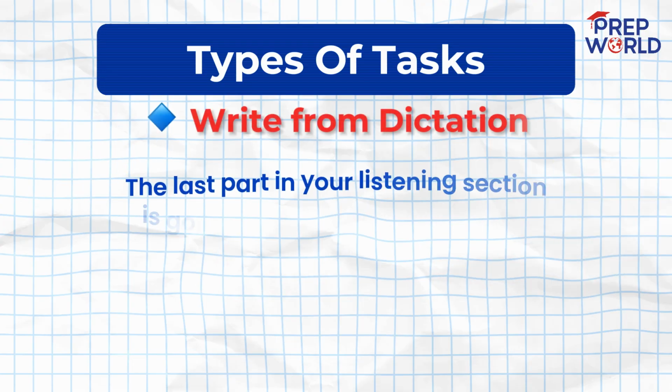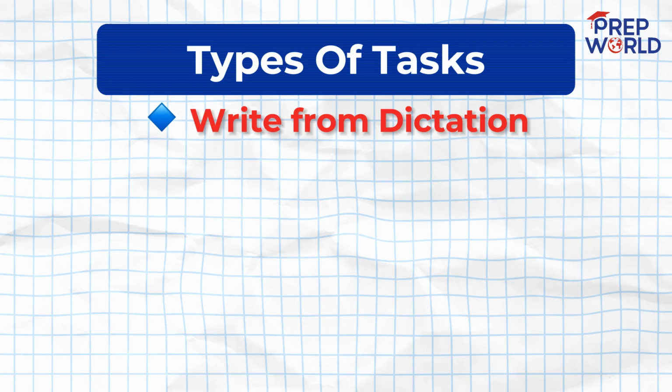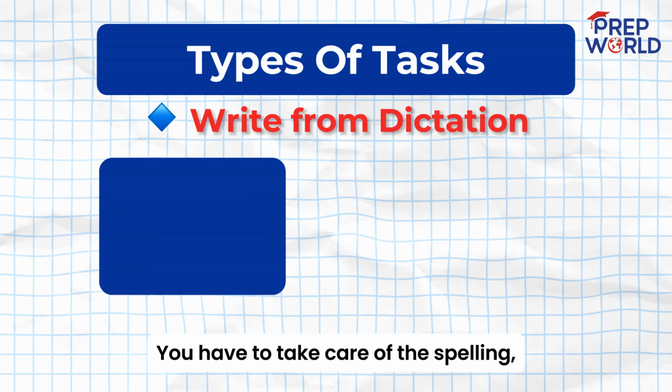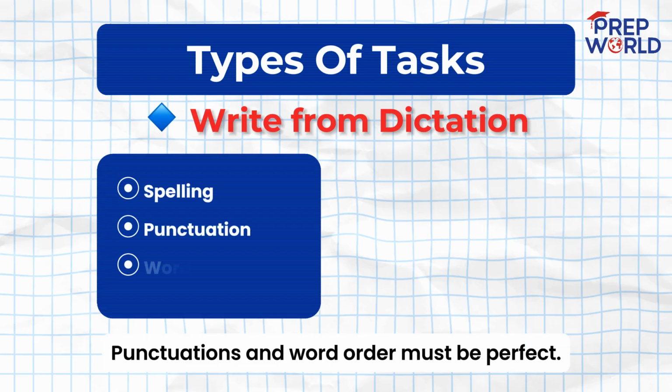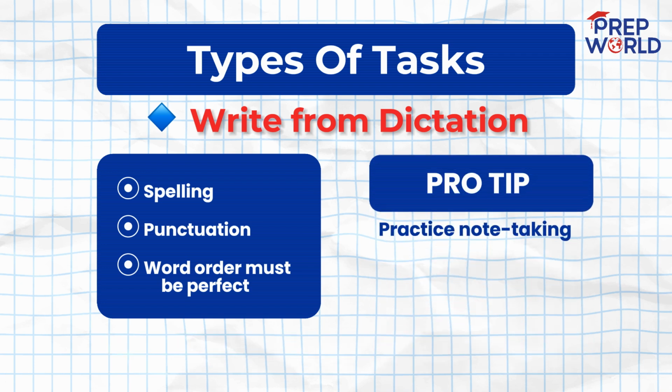The last part in your listening section is going to be write from dictation. You will listen to a sentence, type it exactly. For example, the library will close at 6 p.m. today. You have to take care of the spelling, punctuation, and word order must be perfect. Pro tip over here: practice note taking, audio summarizing, and spelling daily.